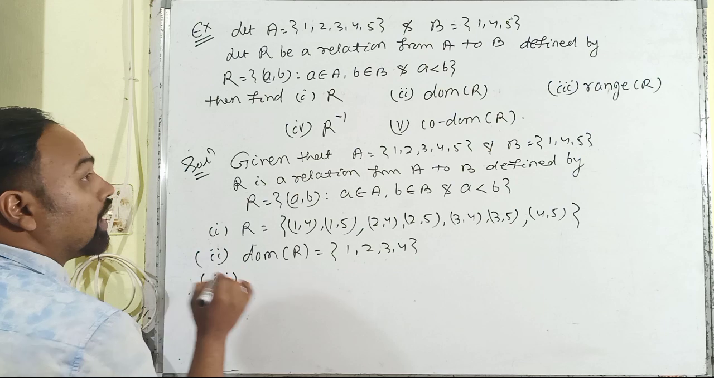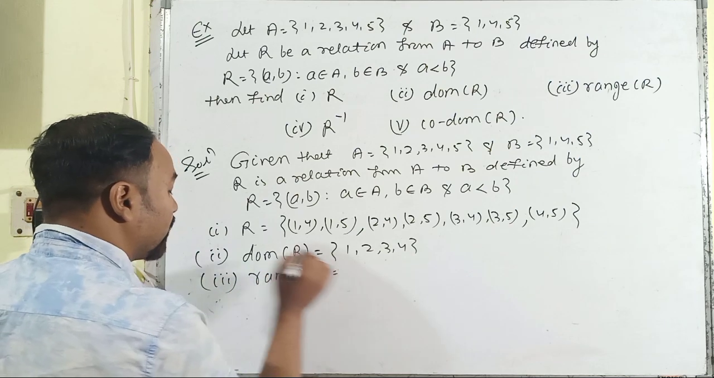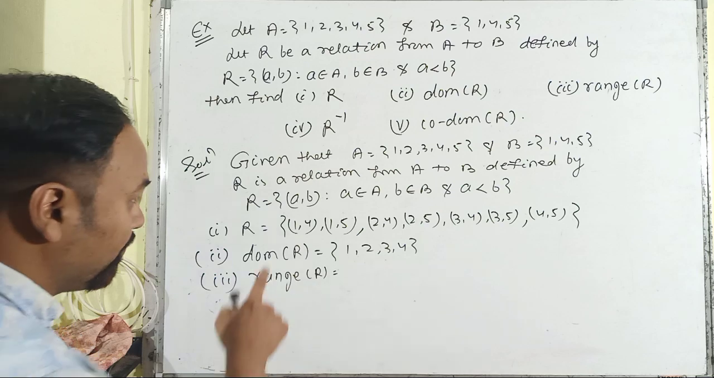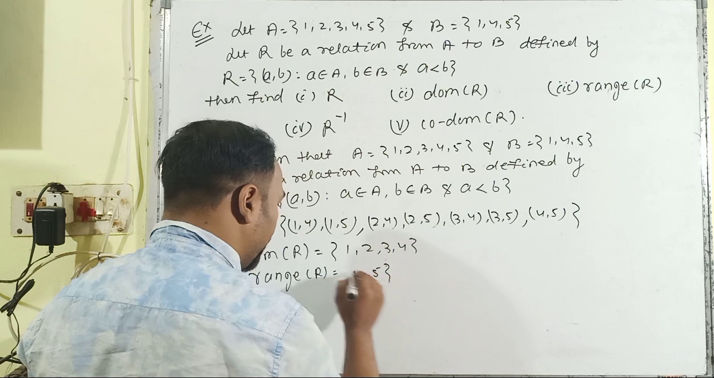Then moving to the third point, we have to find out the range of R. That means we have to find out the second components from the relation R. 4, 5, 4, 5, 4, 5. That means the range is {4, 5}.